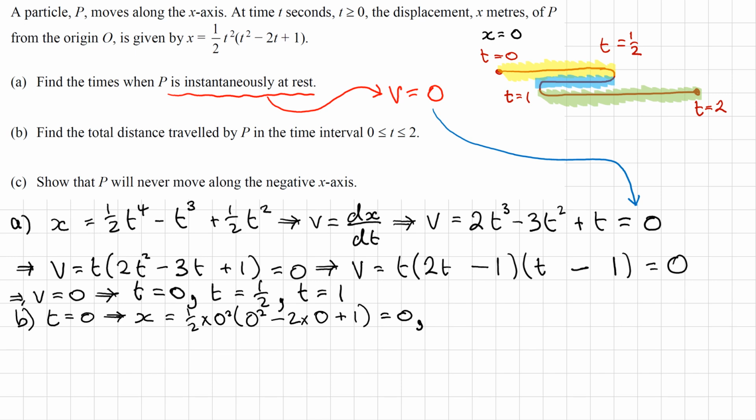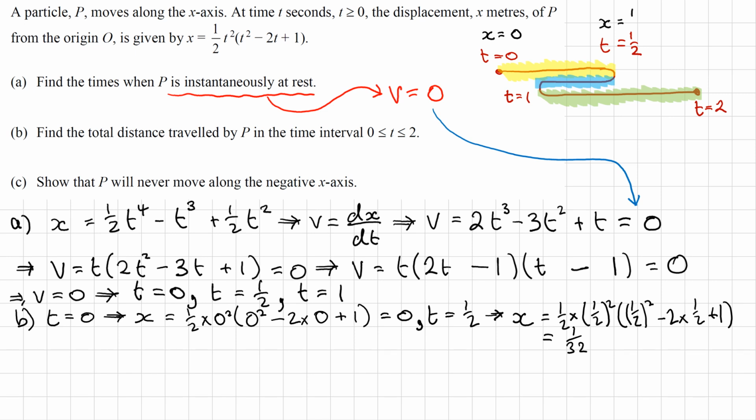Now let's work out its position when t is equal to a half. This is the next time when v is equal to 0. So x is going to equal a half times by a half squared. That's like t squared. And then in brackets a half squared again minus 2 times a half plus 1. And that will give us 1 over 32. So when t is a half, x is 1 over 32.